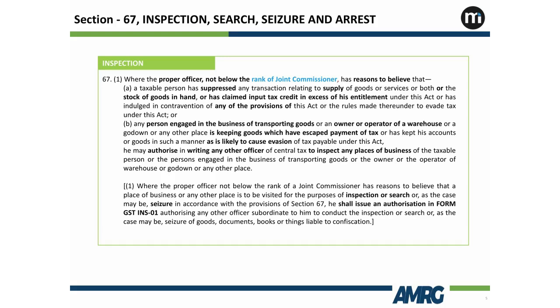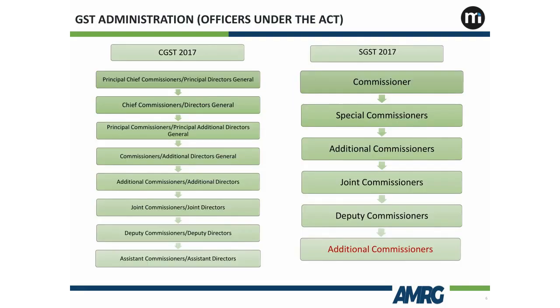So for the next half an hour or so, we will try and break down each of the words. What does joint commissioner mean? So there are two laws. First of all, we understand CGST and SGST. Under CGST, the left side stipulates all the officers.